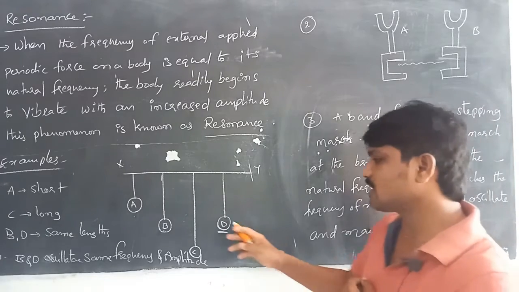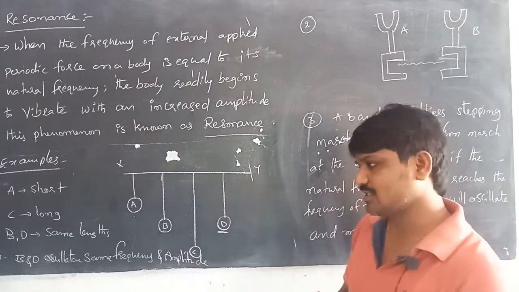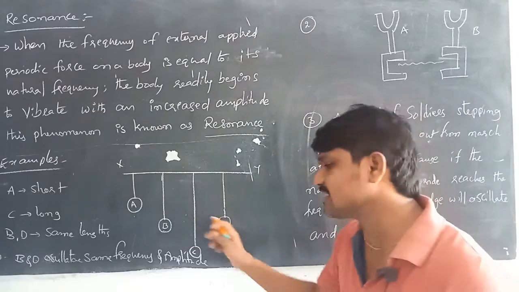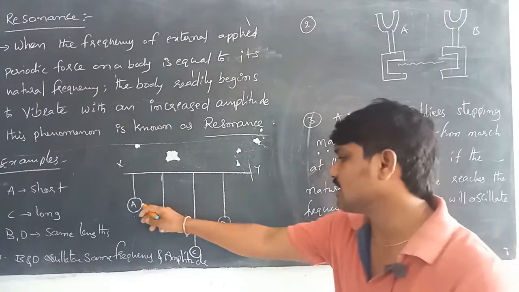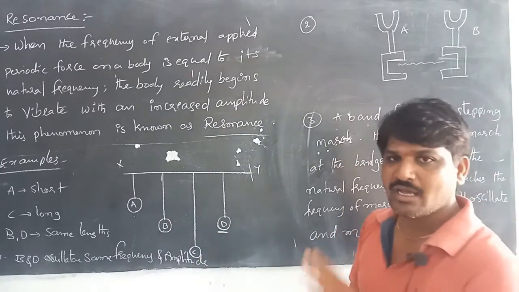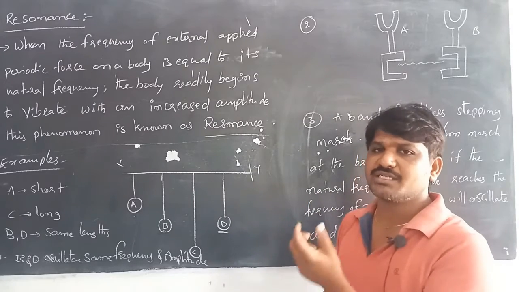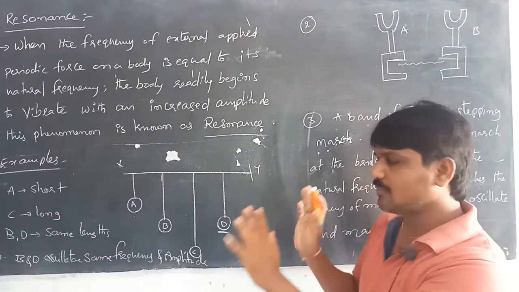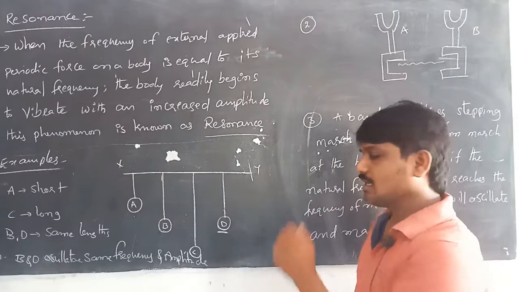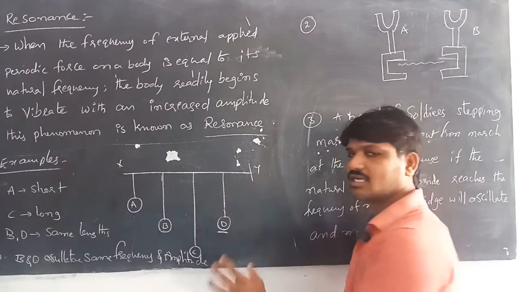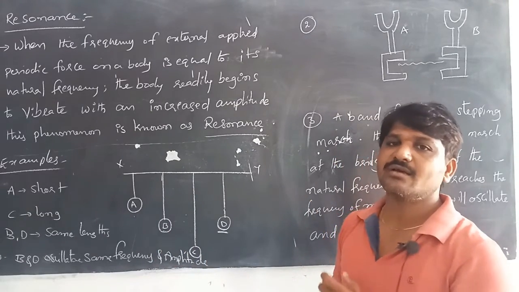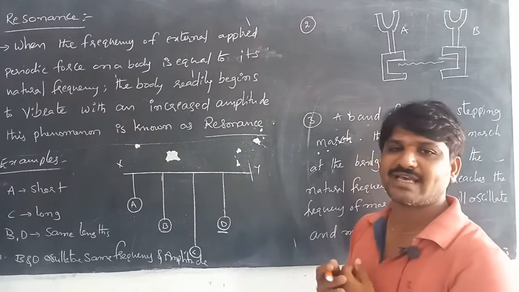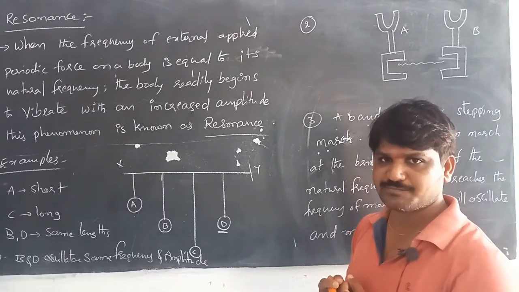So this is called resonance. B and D oscillate with the same frequency and amplitude as each other, unlike A and C. At the start, whenever B or D is set into oscillation, all the pendulums oscillate, but B and D oscillate with the same frequency and amplitude. This is one example of resonance.